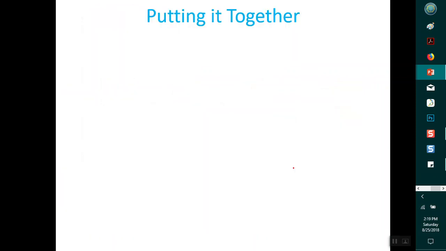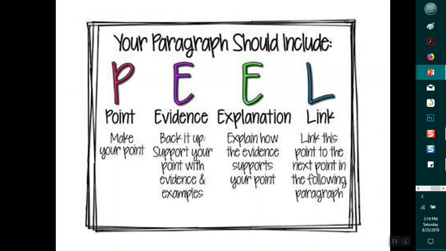So, just to remember, your paragraph should include making your point, giving your evidence, explaining it, and then linking it to your next point. That sandwich part is used for the evidence and for the explanation a little bit. You need to introduce it, you need to give it, you need to cite it, and then you need to explain it. And you should always have those parts in your paper.